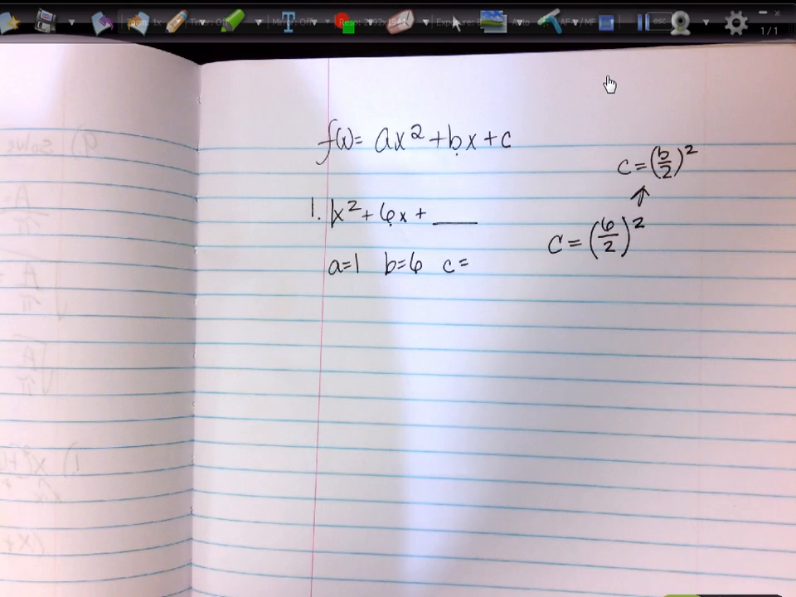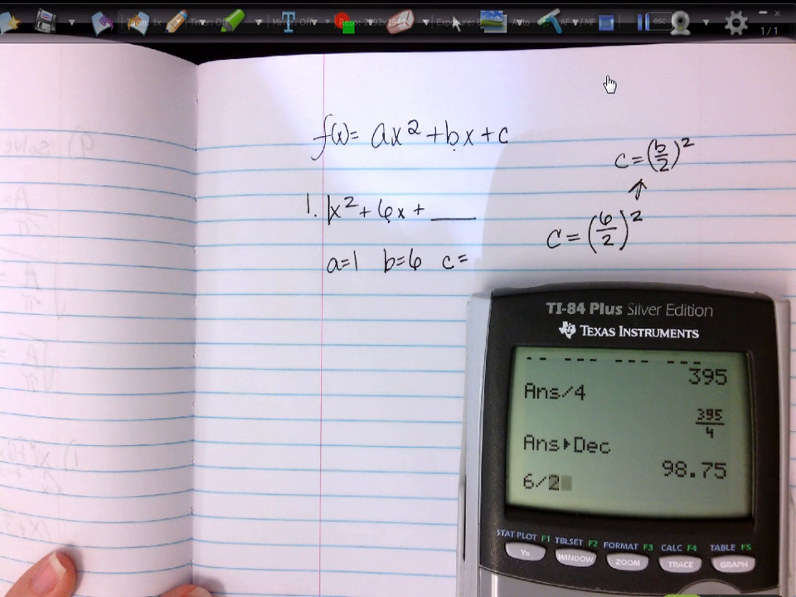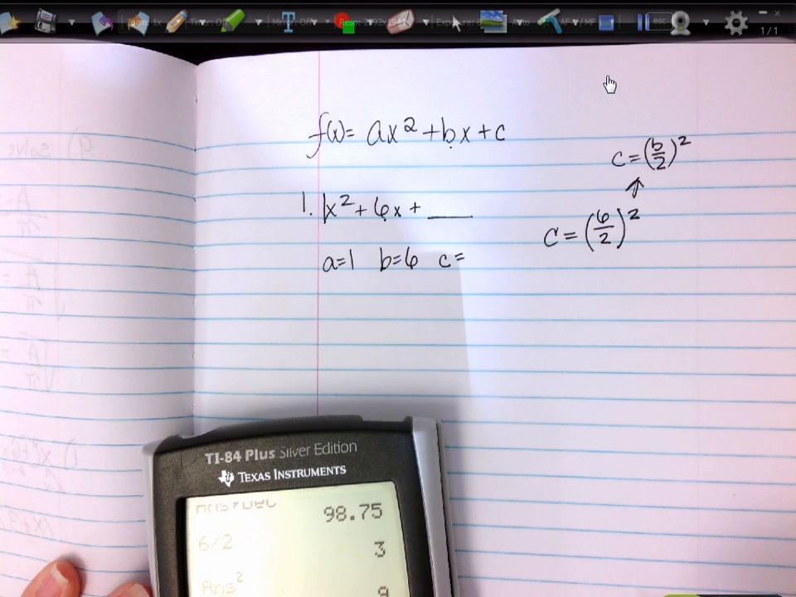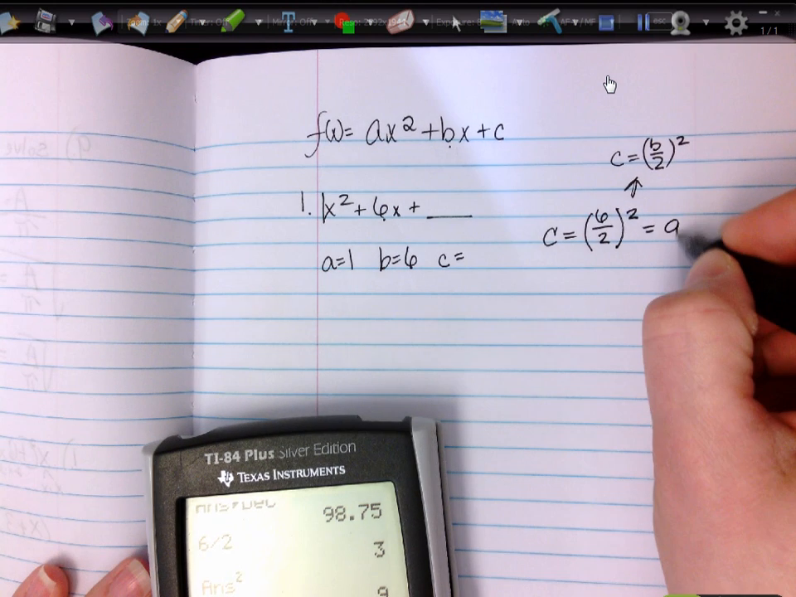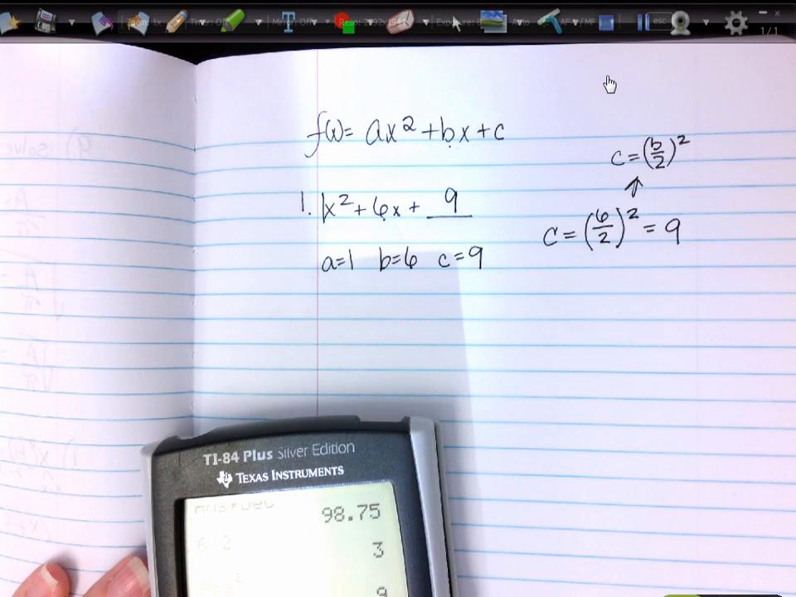And then I'm just going to type this into my calculator. I'm going to say 6 divided by 2 equals 3 squared. 3 times 3 gives me 9. So my c, therefore, is 9.